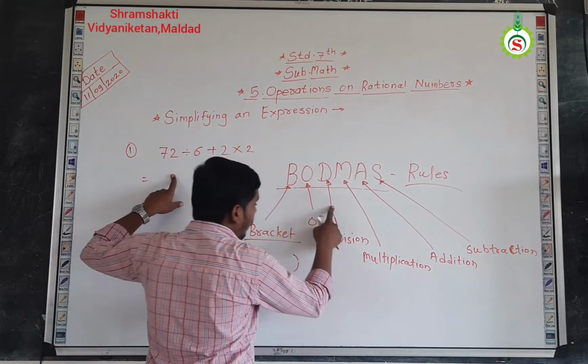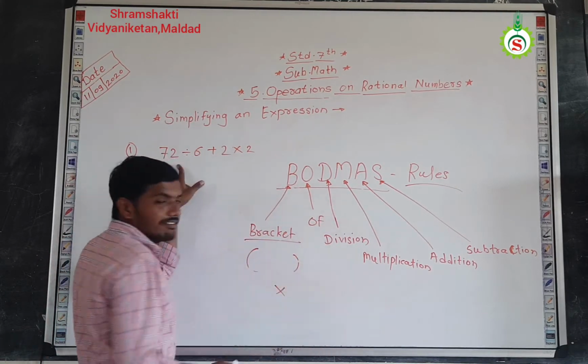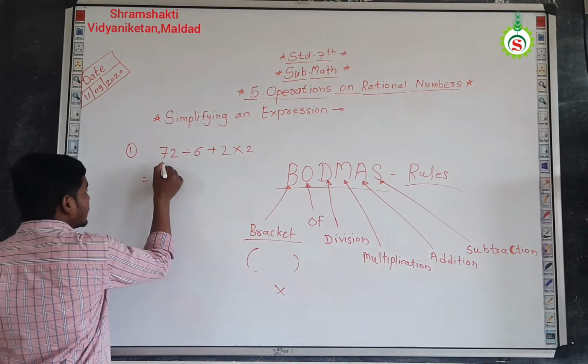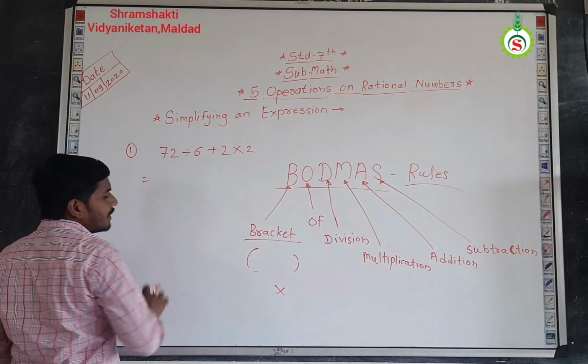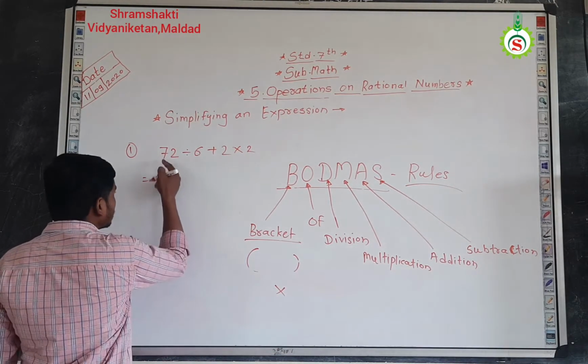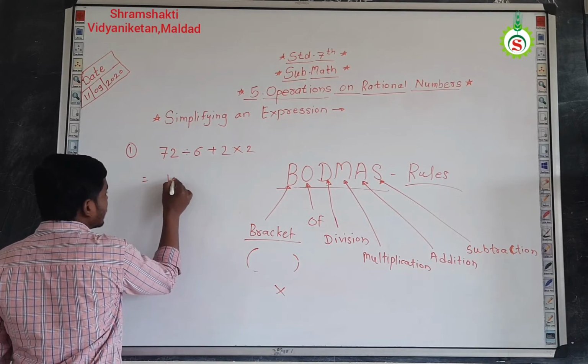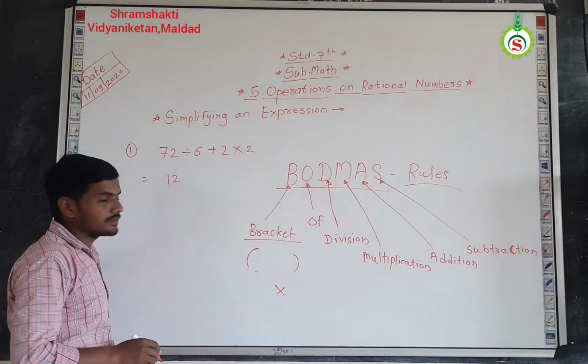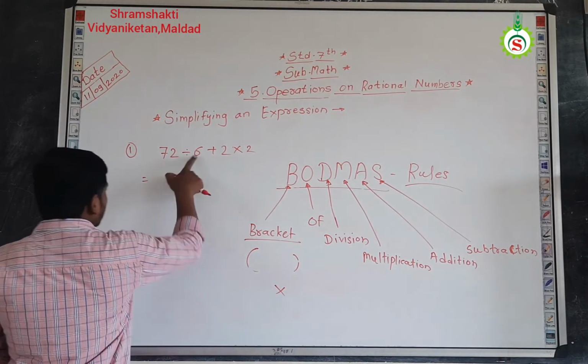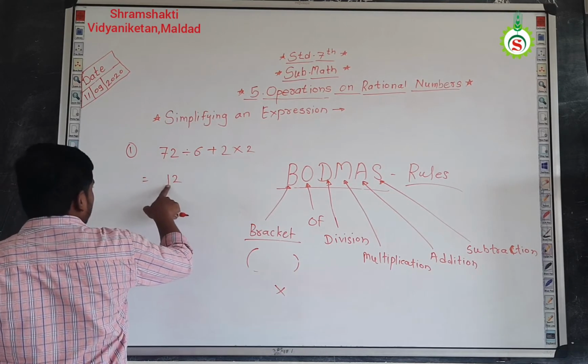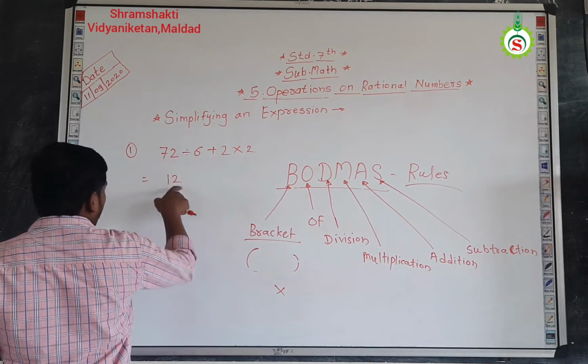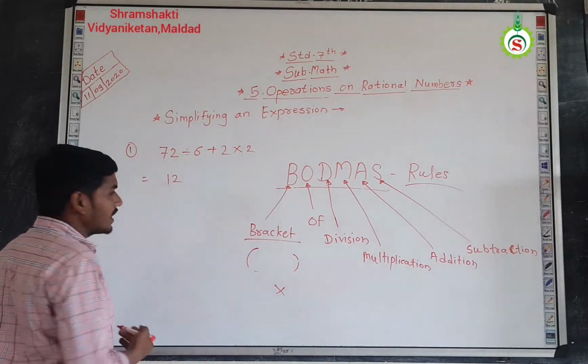Then division. Is there division? Yes. So where is the division? 72 divided by 6. So what will be the answer of 72 divided by 6? That is 12. 6 ones are 6 and 2, 6 2s are 12. So the answer is 12.